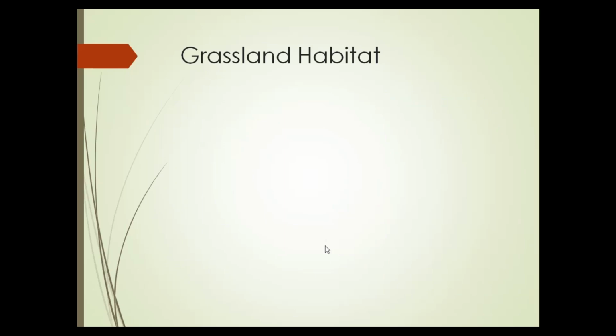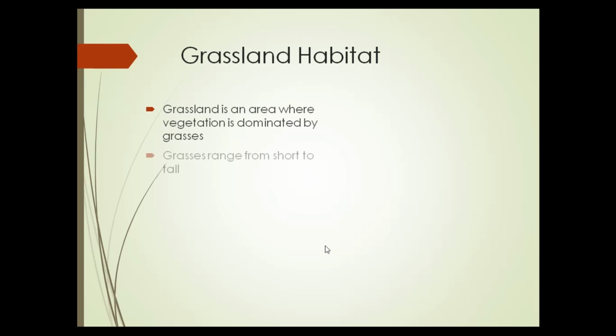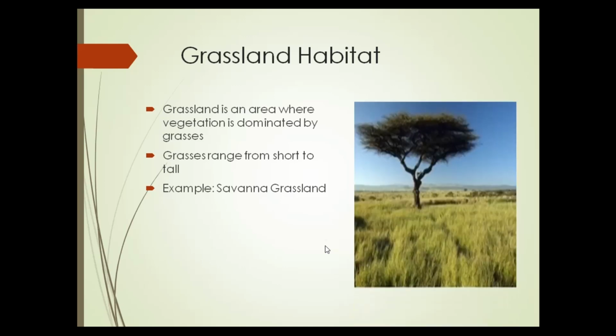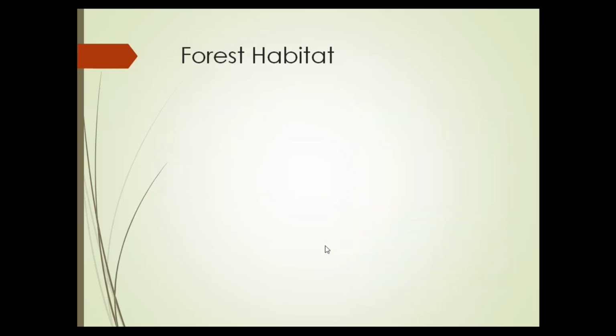Now, let us see about grassland habitat. Grassland is an area where the growth or vegetation is dominated, meaning mostly by grasses. Grasses range from short to tall. Example, savanna grassland. Look at the picture. Across majority of the land, you will see only grasses growing.